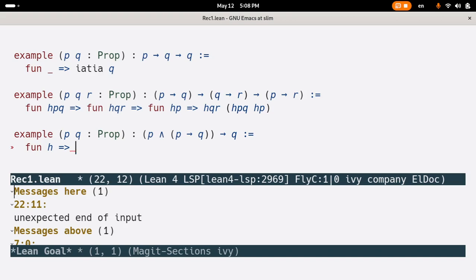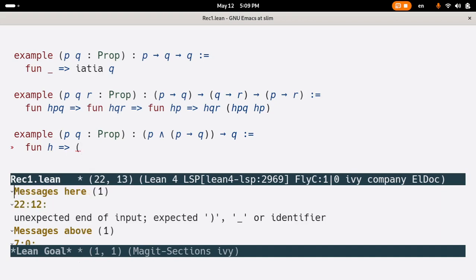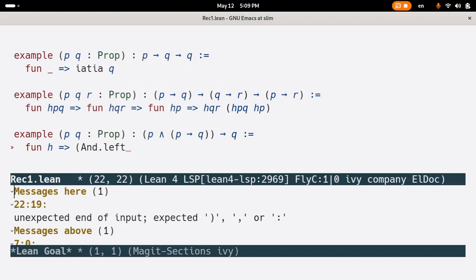So we need a new operation here because h is a proof of an and, but what we really need here is a proof of p and a proof of p implies q. We know that a proof of and must contain both these things. So we need some way to extract the proofs of the constituents from the and. Functions that do this are called eliminators or elimination rules.